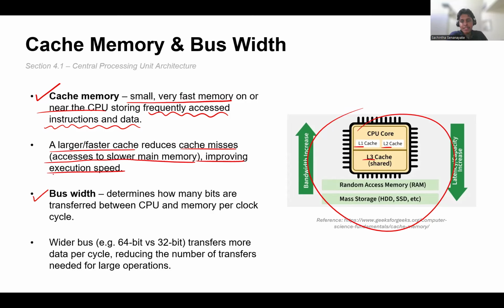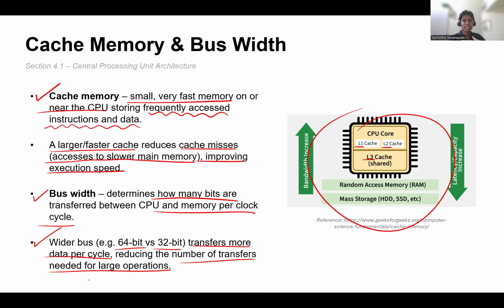And then finally, the other factor that influences computer performance is the bus width. Bus width tells us how many bits are transferred between the memory and the CPU per clock cycle. A wider bus, for example, a 64-bit bus versus a 32-bit bus, allows for transferring more data and more addresses per cycle, which allows us to increase the quantity of data we can transmit per second, and reduces the number of transfers needed for larger operations.